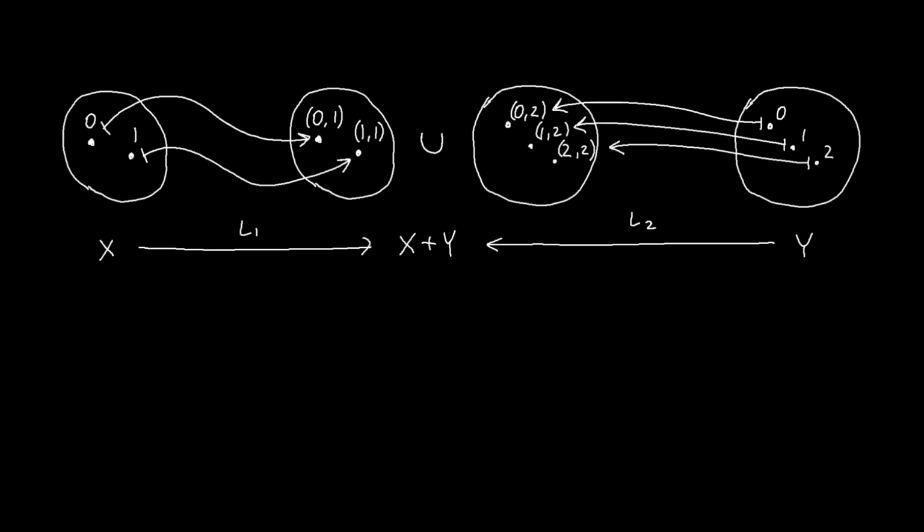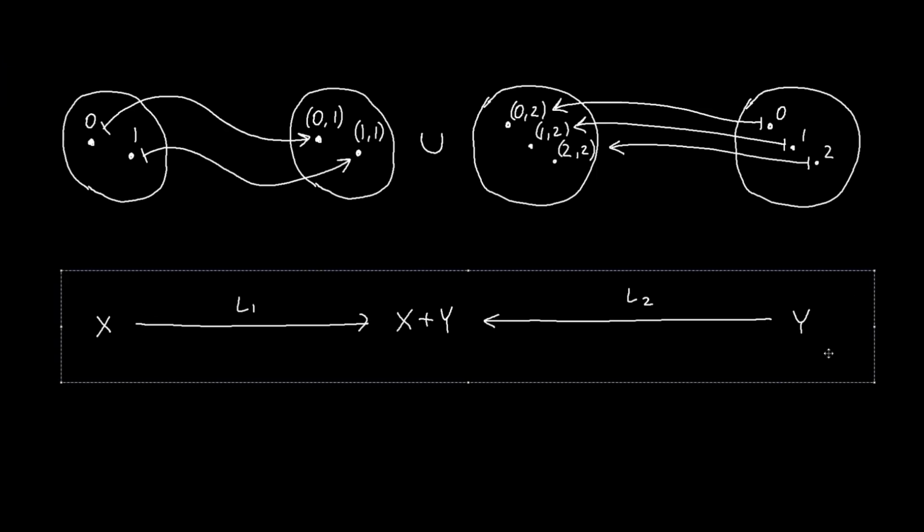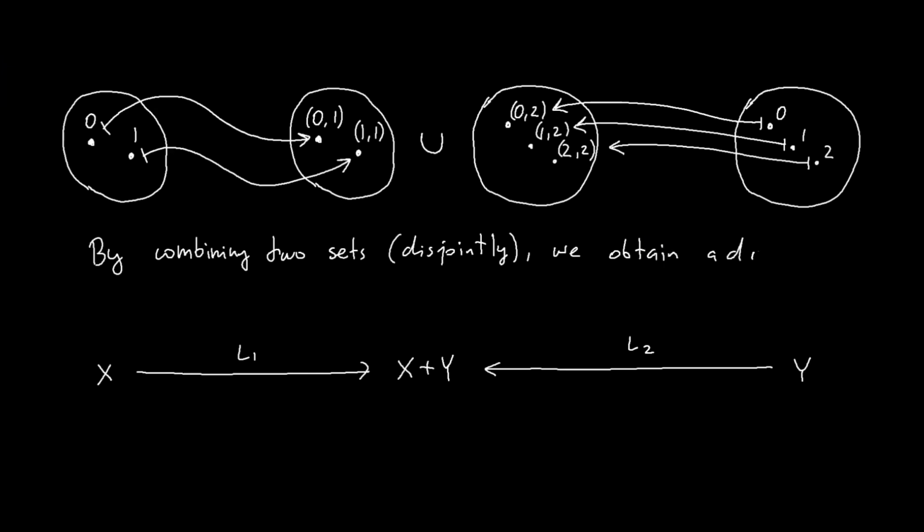So in the end, I get a diagram, right? This diagram is a diagram in the category of sets, where objects are sets and morphisms are functions between sets. Composition in the category of sets is the usual composition of functions. So we can write now that by combining two sets disjointly, so that is ensuring that the copies of the two sets are disjoint from each other, where disjoint means that they don't have an intersection, in other words, the intersection is empty, by combining two sets disjointly, we obtain a diagram in the category of sets.